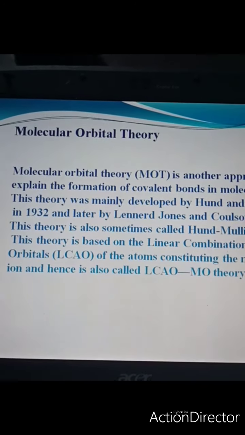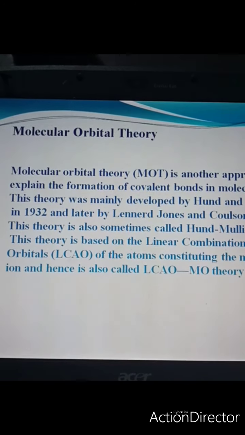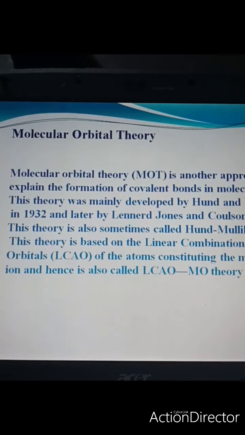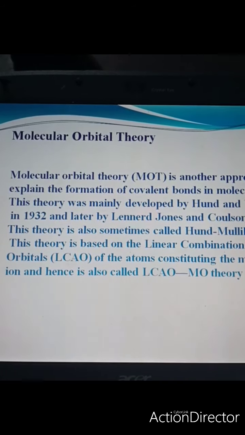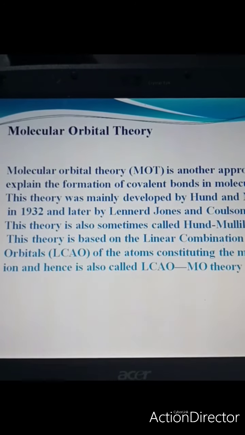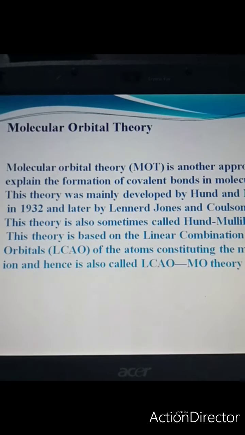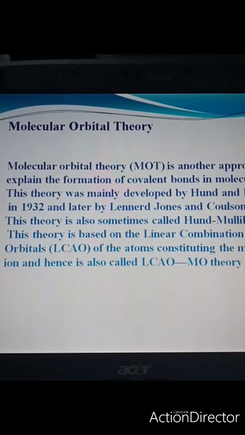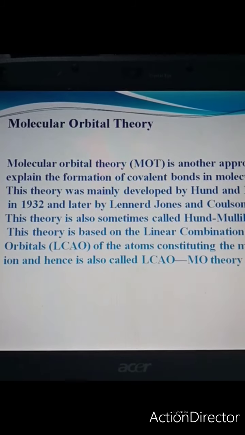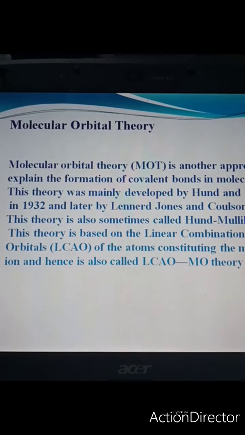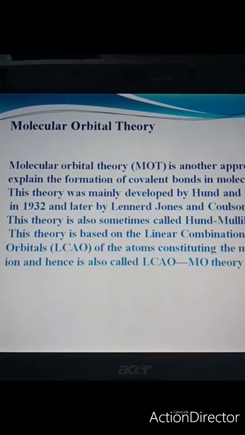Now let us compare it with the molecular orbital theory. It is another approach to explain the formation of covalent bonds in molecules or ions, and it was mainly developed by Hund and Mulliken, and later on it was refined by Jones and Coulson. So it is also sometimes known as Hund-Mulliken theory, and this theory is also known as LCAO theory, that is linear combination of atomic orbitals theory, since the atomic orbitals combine in a linear fashion.